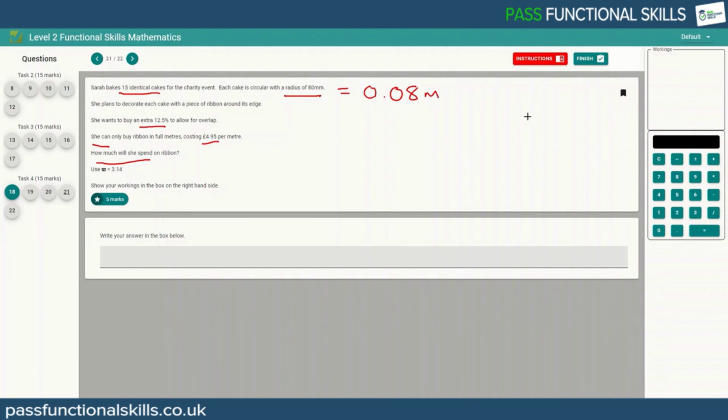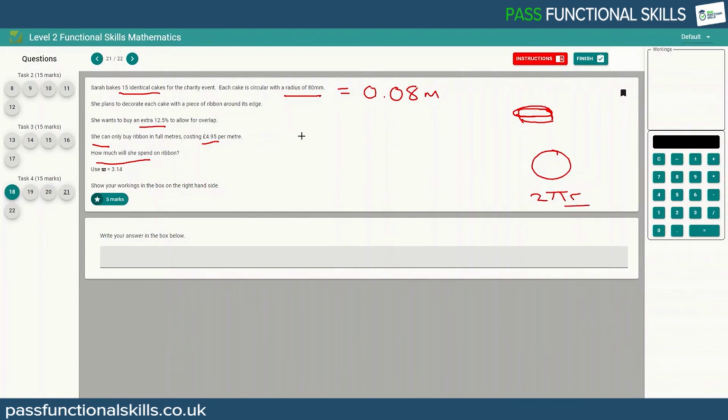Now, what we want to find out is the circumference of the cake. A quick sketch to explain why. So, a rough sketch of a cake, and she wants to decorate around the edge, so going something like that, right around the round, with ribbon. So what we want to calculate, from a bird's eye view of the cake, so looking down, is the circumference of the cake, which is given by the formula 2 pi r, where r is the radius.